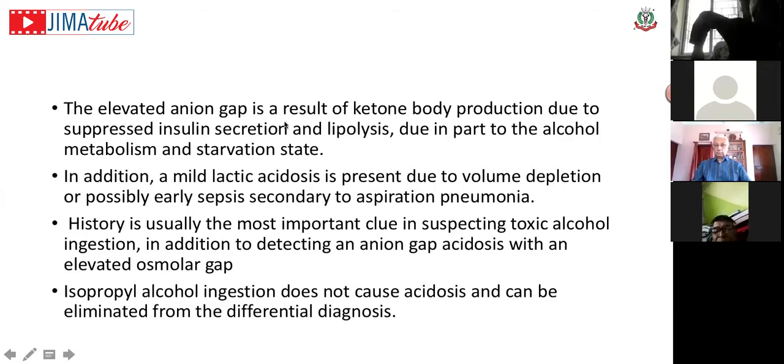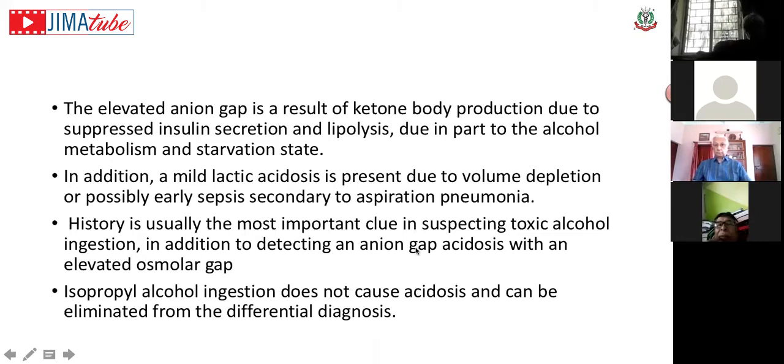So the elevated anion gap is a result of ketone body production due to suppressed insulin secretion and lipolysis, in part due to alcoholic metabolism. You see, alcoholic ketoacidosis and starvation ketosis go side by side. Most of the alcoholics are malnourished, and they can cause a lot of lipolysis due to suppressed insulin secretion. In addition, a mild lactic acidosis can be present due to volume depletion.